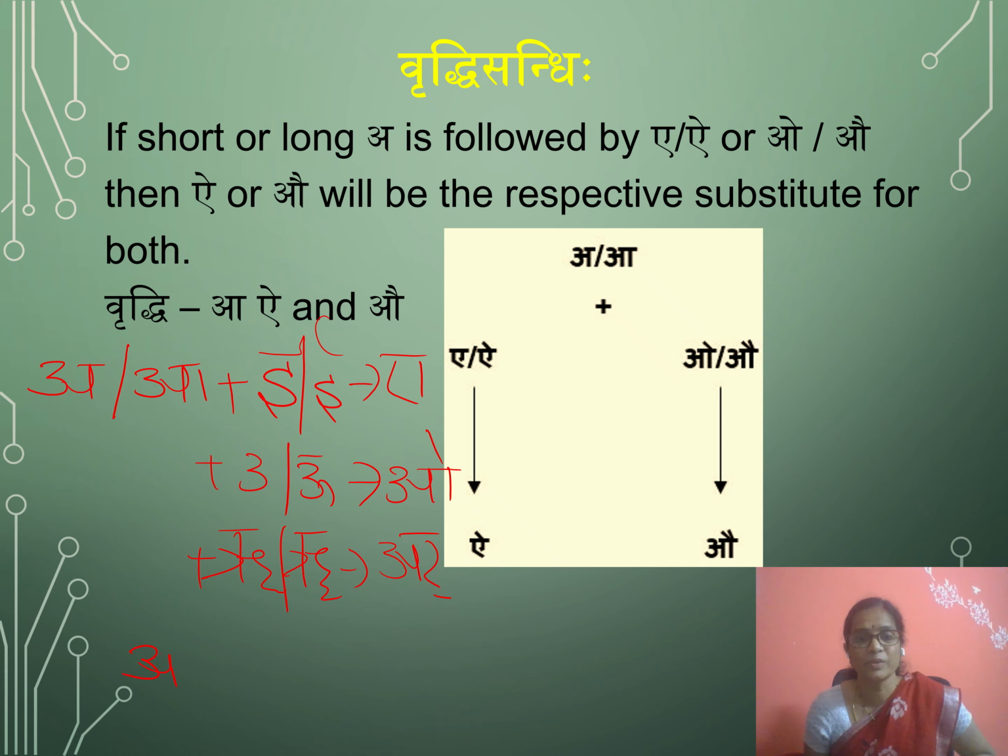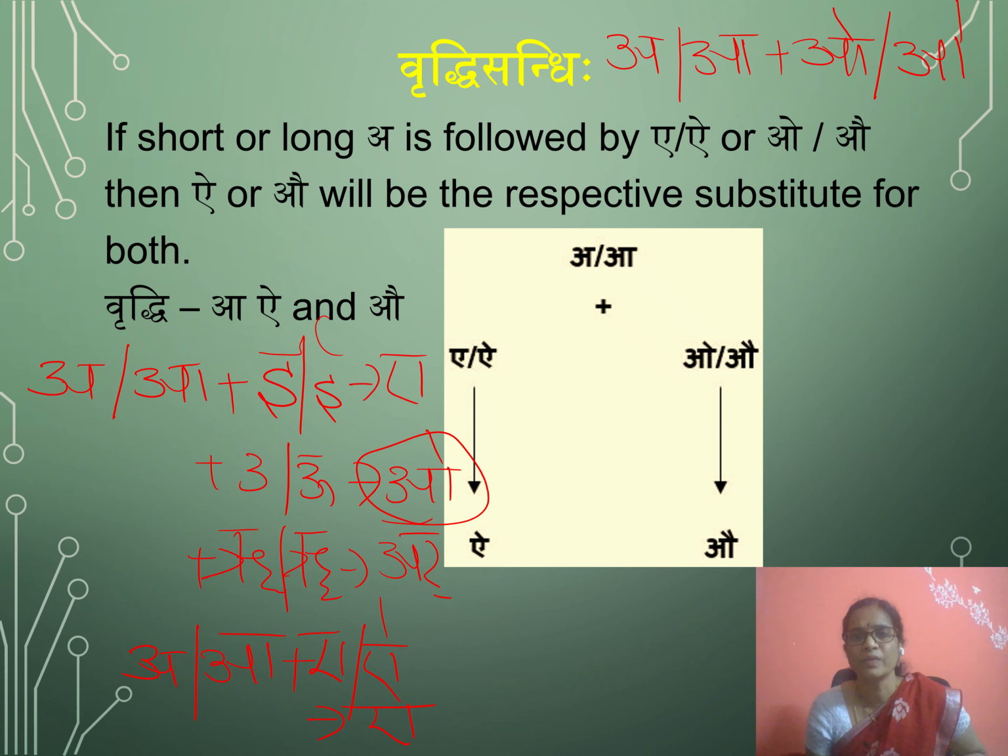So that means in Vriddhi Sandhi what is the first rule? A or A plus A or I, then it will become I only. So this is called Vriddhi Sandhi first rule. And the second one, again A or A plus, in Guna Sandhi A plus U, then we got O. Now here in Vriddhi Sandhi A plus O or Au, then we will get Au only. What is the result? Au. This is called Vriddhi Sandhi.